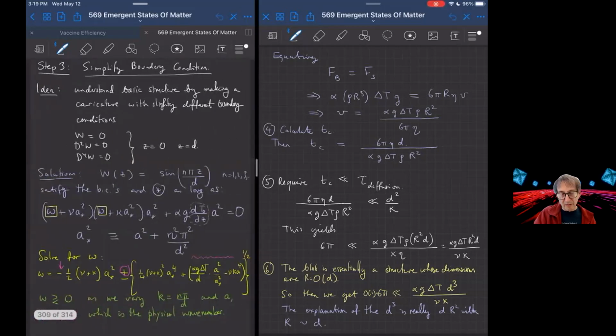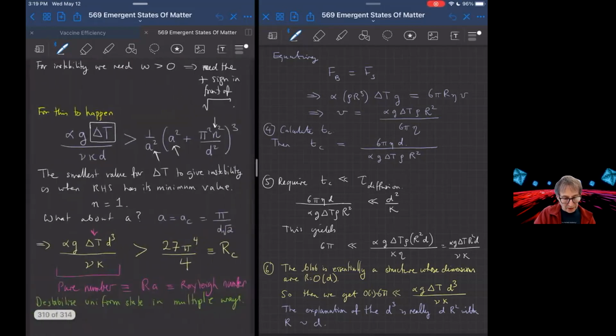So what we did was we followed Lord Rayleigh, who worked out a simplified form of the problem with the boundary conditions shown here on the left. And what we were able to show was that the smallest eigenvalue, or the smallest value of delta T, which causes one of the stability eigenvalues to have a positive real part, is given by the inequality on the left. In other words, this combination of parameters, known as the Rayleigh number, has to be bigger than a certain number, which is called the critical Rayleigh number.